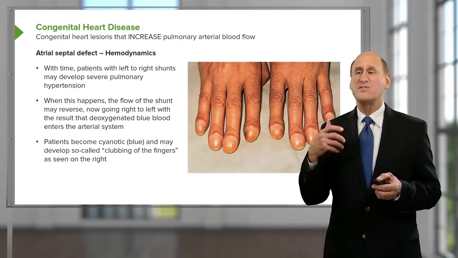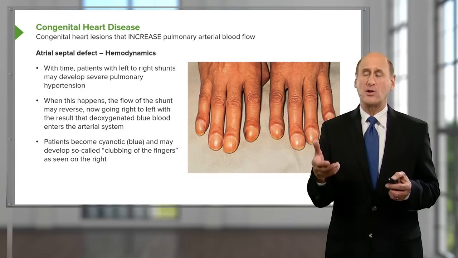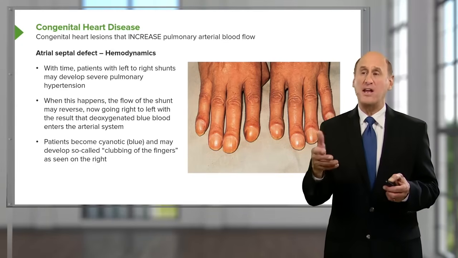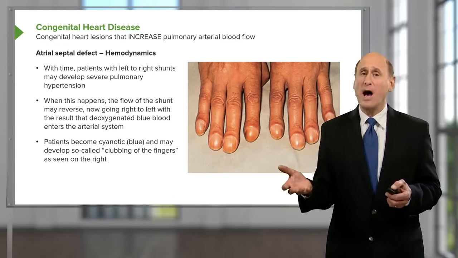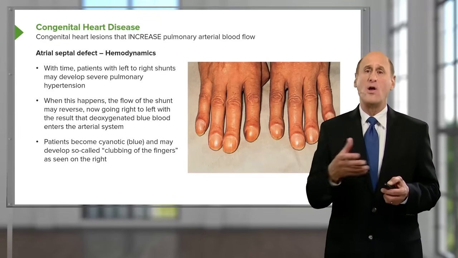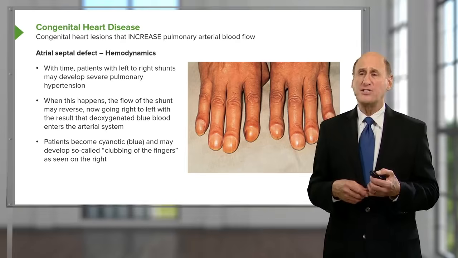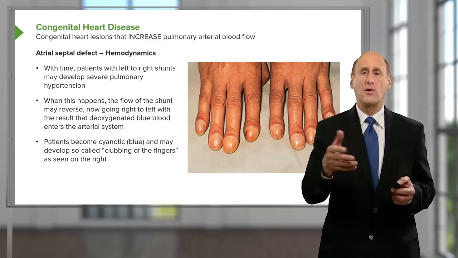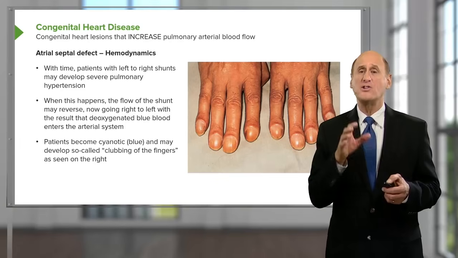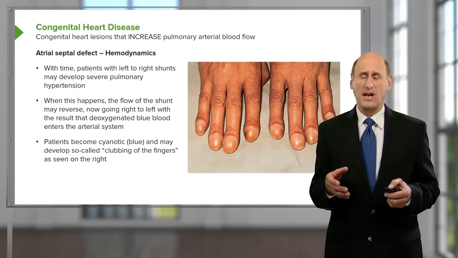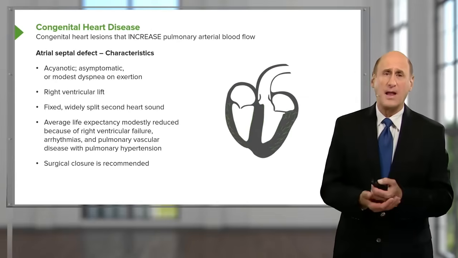It's because of severe increase in pulmonary vascular resistance from long-standing uncorrected shunting. It occurs more commonly with ventricular septal defect, when higher pressures are seen in the right ventricle, than occur in atrial septal defect. Nevertheless, this is a very dreaded complication of congenital heart disease.